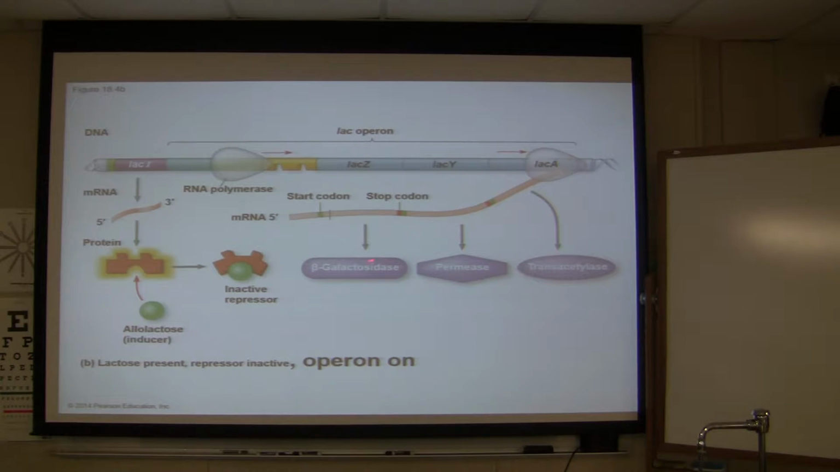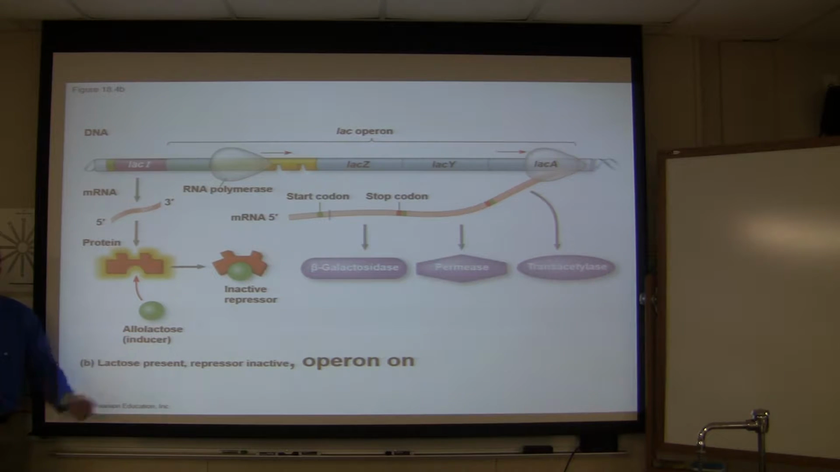And these are all protein molecules. Permease, what is that? Trans-acetylase and beta-galactosidase. These are all enzymes. Is that how the operon is turned on? That is how, in this case, the operon is turned on by a molecule called allolactose, which is a galactose.